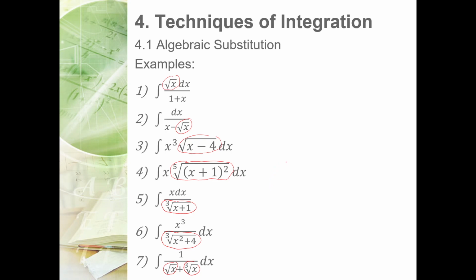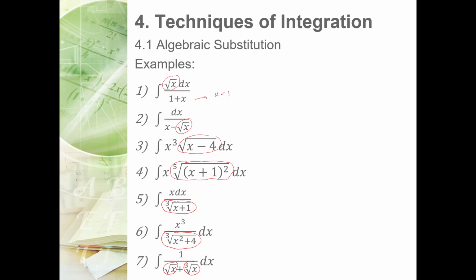So again, if you see radical expressions, automatically use algebraic substitution. But of course, take note that you have to observe the given integrand first if it's solvable by a simple u sub or not. So for example, in number 1, so let's try.